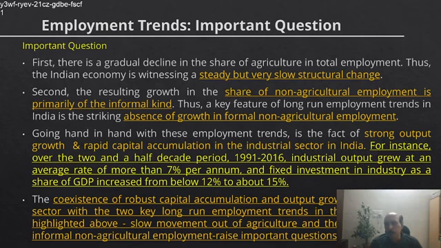Even among the regular workers, the proportion of those who are on a contractual basis and the proportion of those who are not given any written contract is rising. It means informality, even among the regular workers, is rising. Informality among the regular workers is also rising, and therefore we have to arrest these trends.